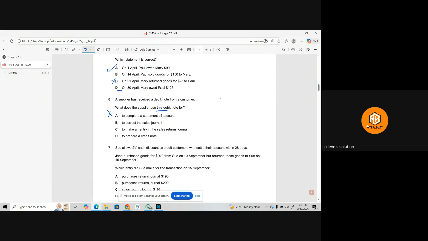B is to correct the sales journal. So one second, B is not correct. Sales journal is for credit sales, not for the return. C is to make an entry in the sales return journal. So yeah, this could be right because the debit note we will be using for this purpose. D is to prepare a credit note. A credit note is issued, it is not prepared from a debit note, so that's why this is again not the right option. So C is the right option basically.